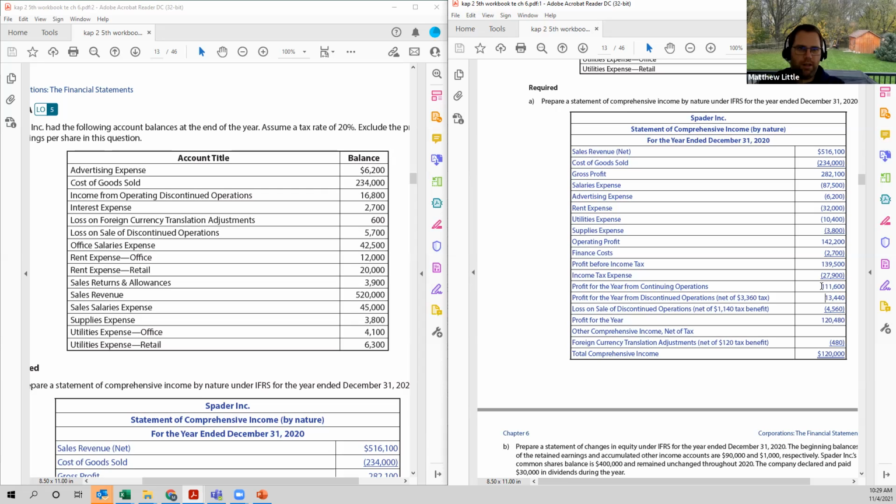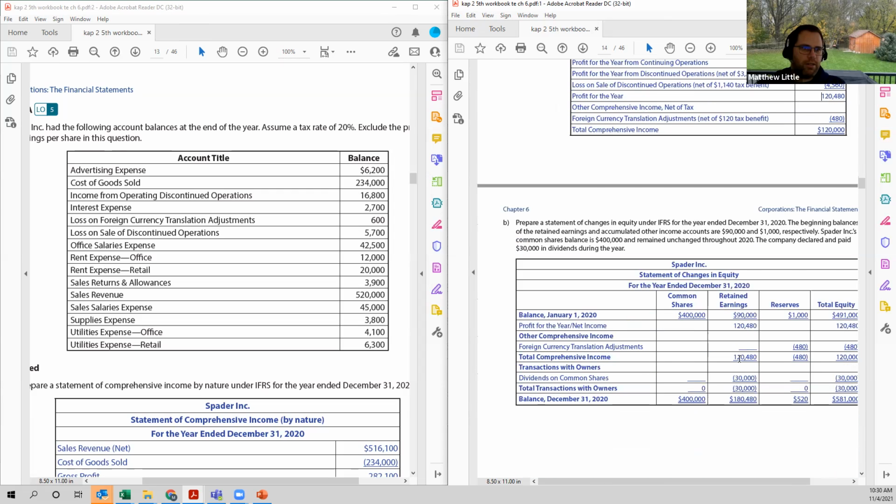So for our profit for the year, you would add the 111,600, the 13,440, and subtract the 4,560 to give us profit for the year of $120,480. Then we have OCI, other comprehensive income net of tax. Foreign currency translation would be considered OCI. So in this case, we have a loss on the foreign currency translation of $600. There would be a tax recovery of 20% on that, being 120. So our total loss actually is 480, resulting in total comprehensive income of $120,000.